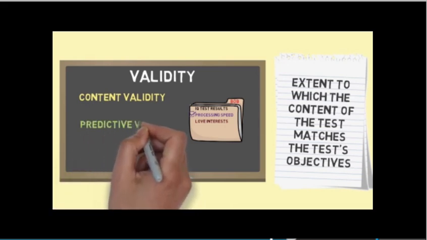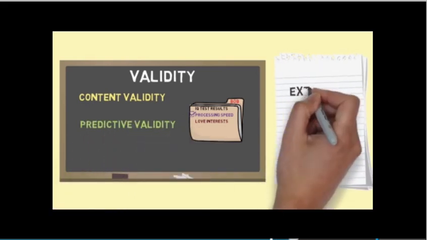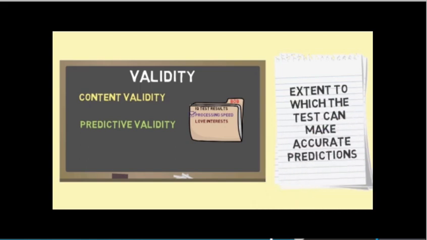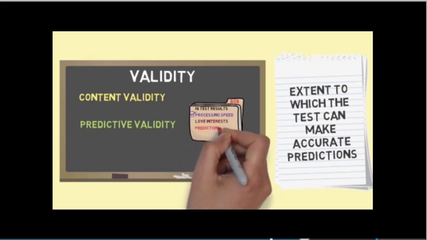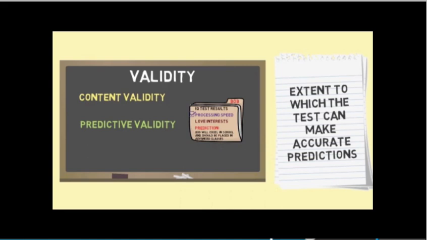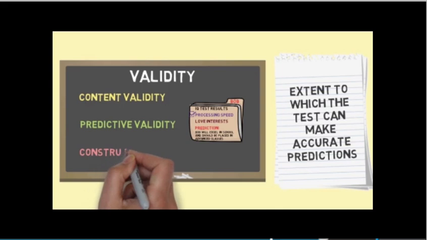Predictive validity is a measurement of the extent to which the test can make accurate predictions. For instance, if Bob's IQ scores are high, can I predict that this means he will be successful in school? If this were true most of the time, we could say that the IQ test has high predictive validity with school performance. And finally, construct validity.